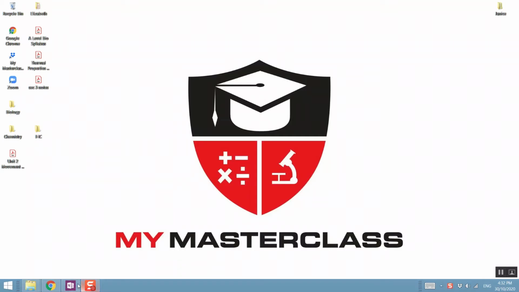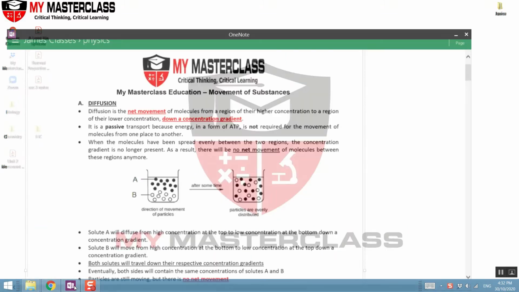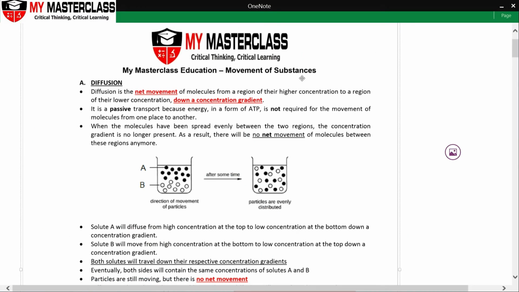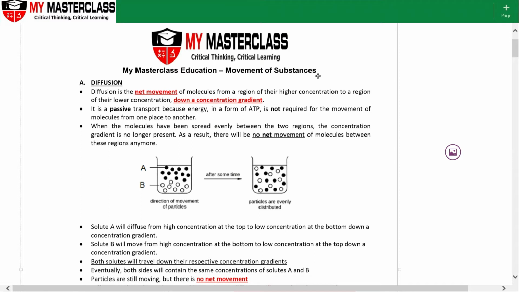Hi students, today we will be looking at movement of substances. So movement of substances, we are breaking it up into two different sections. The first section will consist of diffusion and the second section will consist of osmosis. Okay, so diffusion, the highlighted parts are the key components.